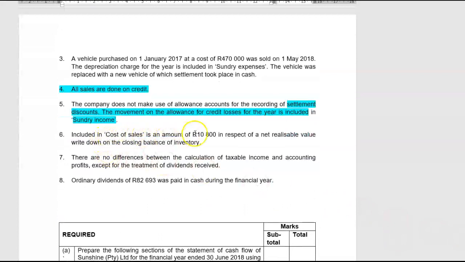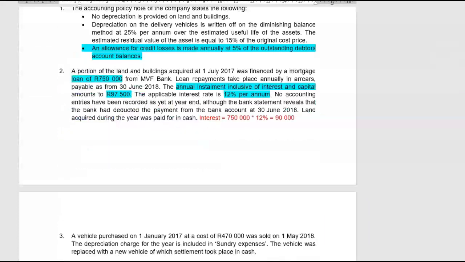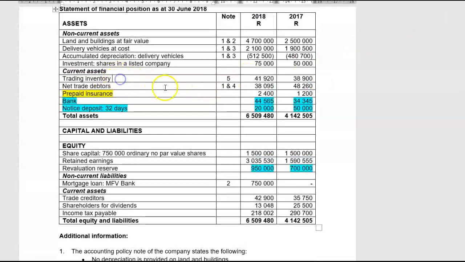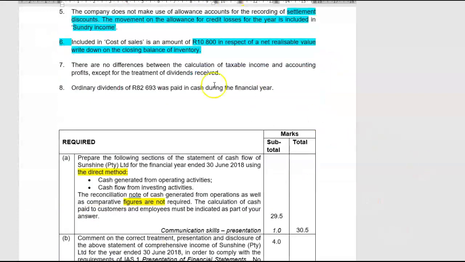Good, included in cost of sales is an amount of 10,800 rand in respect of a net realizable value write-down or adjustment against your inventory. So remember when you're going to work out the movement in your inventory balances that you're actually going to add that 10,800 rand to the current year's balance when you compare that to last year. And that obviously is also a non-cash flow item, that 10,800. There are no differences between the calculation of taxable income and accounting profits except for the treatment of dividends received. That you should know yourself. Ordinary dividends of 8,693 were paid in cash during the year.